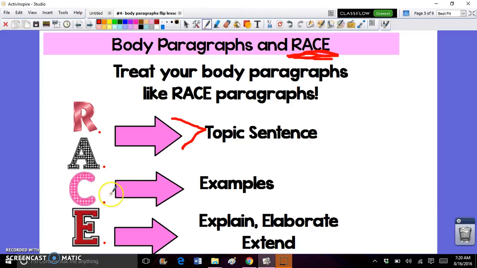You then have your evidence, your citing evidence. And this is, again, your examples and your text evidence. And then here you have your explanation, elaboration, and extension sentences.